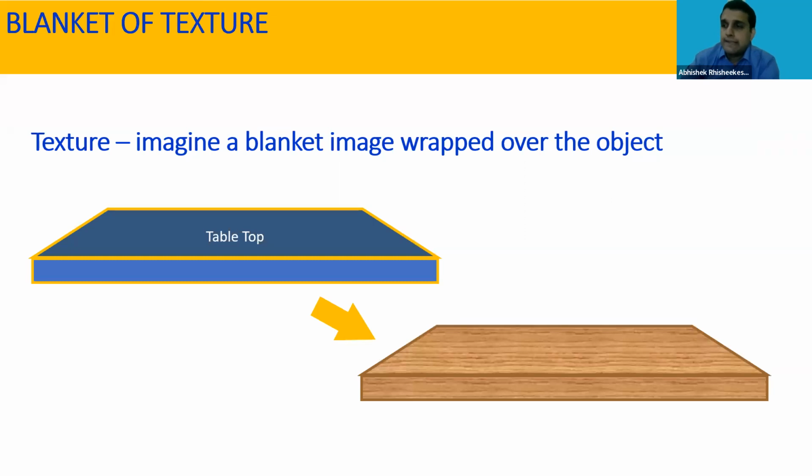Now, instead, let's consider a texture map. Think of a texture map as a blanket wrapped over the 3D object. For example, consider the tabletop shown below. We can wrap it with a texture map of plywood texture as shown here.